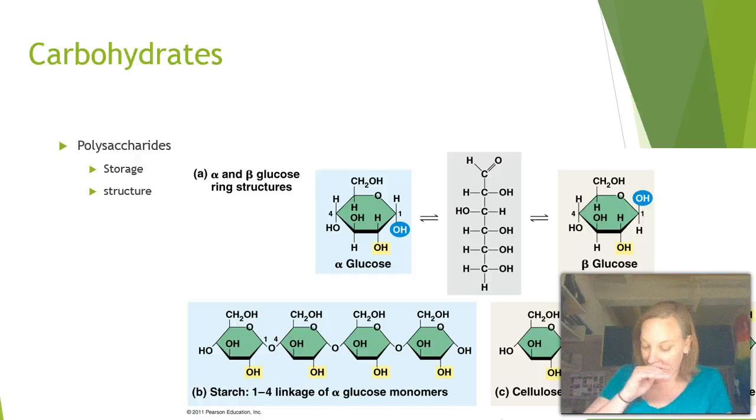Okay, so our last piece when we're looking at polysaccharides is the idea of structure. Structurally, we talk about a couple different kinds: cellulose, and then chitin. Let's talk about cellulose first. This is a building material, really that building material primarily found in plants.